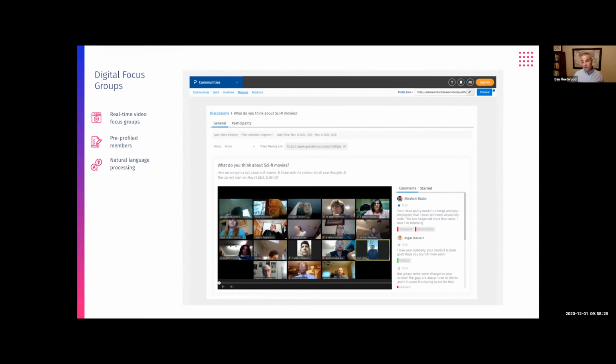So using that natural language processing, because you can integrate this in the community, you can really use pre-profiled members. And also there's a good reward system so that you can reward these members right after the call. So it's not some other platform they have to go to. It's all integrated in. So it makes it really easy from that regard as well.